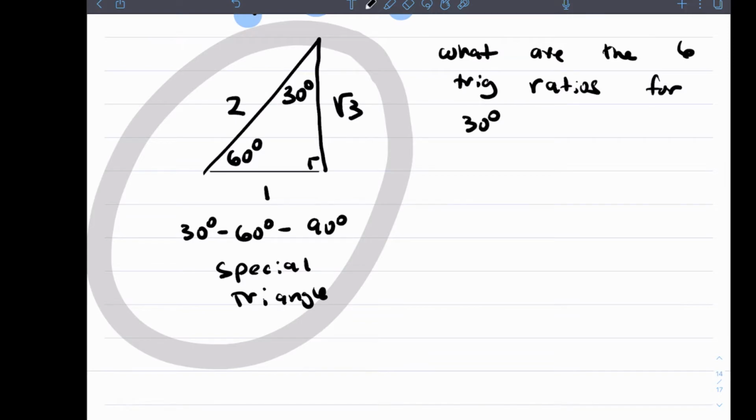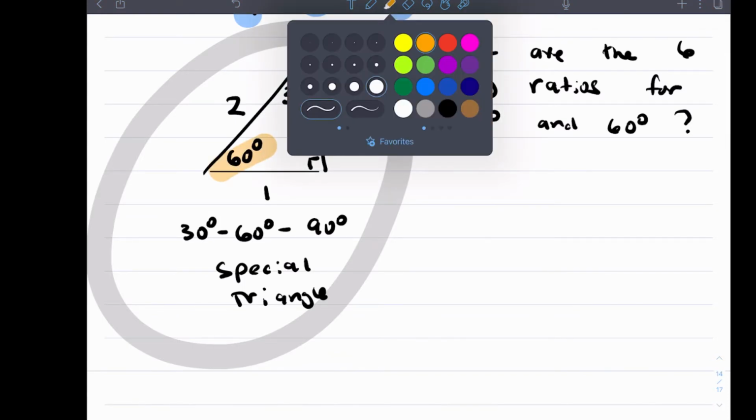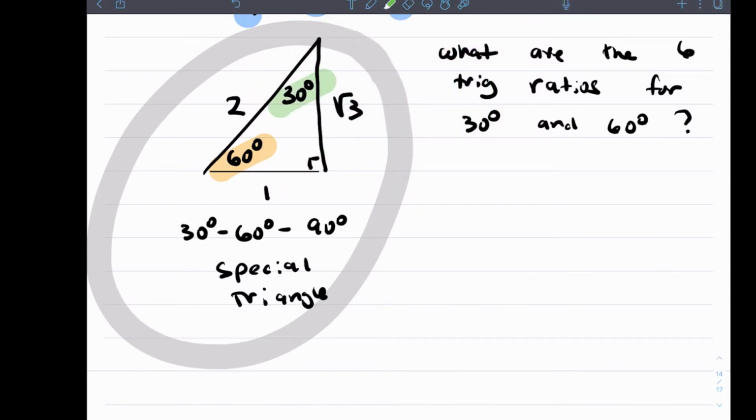For 30 degrees and what? 60 degrees. You say, what do you mean? Well, this is like the alpha, and then this is like the what? The beta. This is the reason we went over that first kind of worksheet, alpha and beta, really.